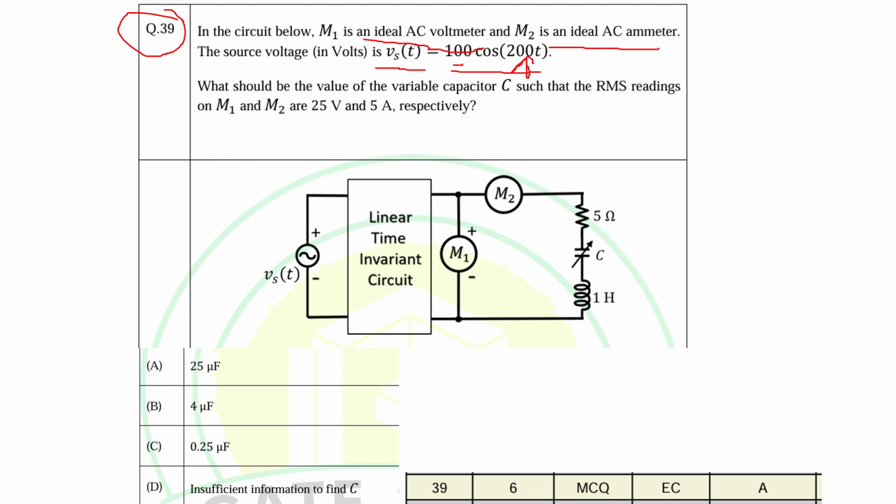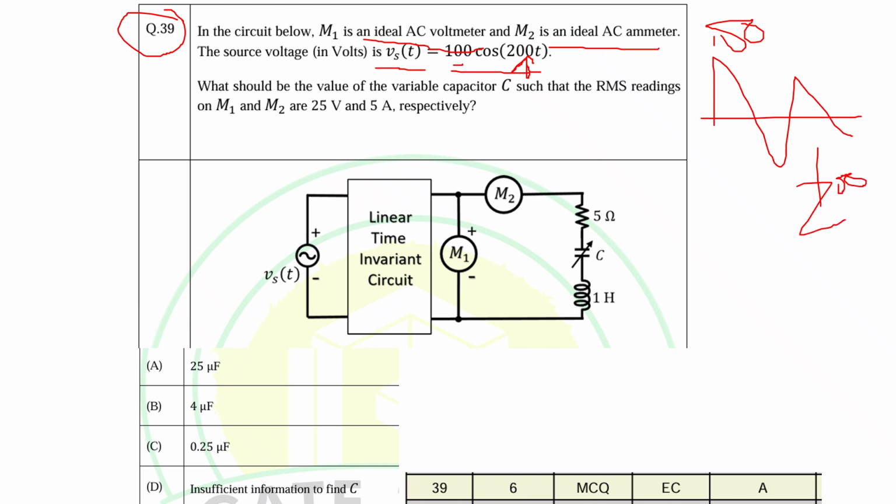The cosine is the function. So it will vary cosinusoidally, and it will have the amplitude, that is 100, and then the frequency, that is given, omega is equal to 200. So these are the informations that have been given.